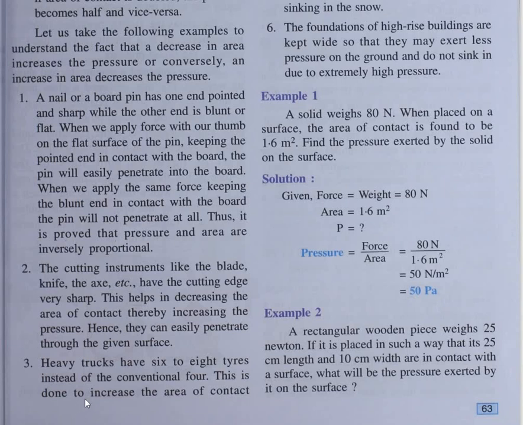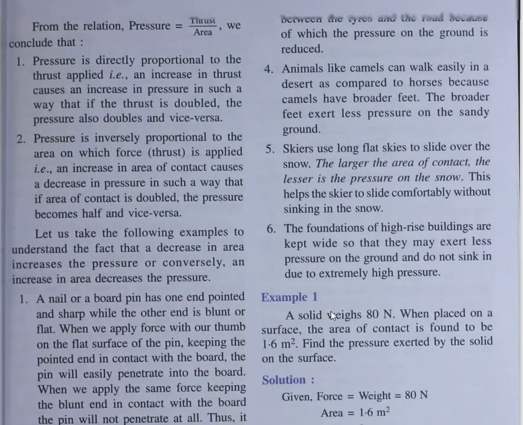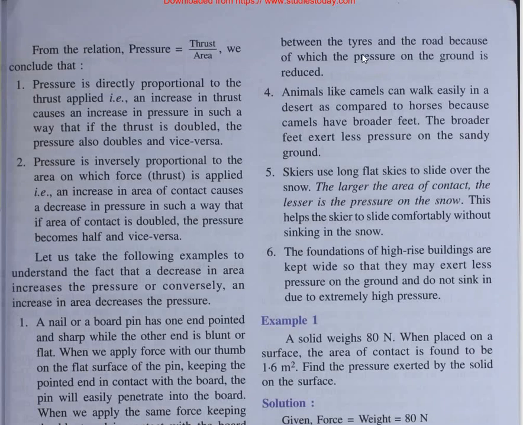One more. Heavy trucks have 6 to 8 tires instead of 2 or 3 or 4. This is done to increase the area of contact. Now, if fewer tires are there, then more pressure will be there, and the tires will burst. Therefore, to distribute the load equally, more tires are added, because the pressure on the ground between the tires and the road is reduced.